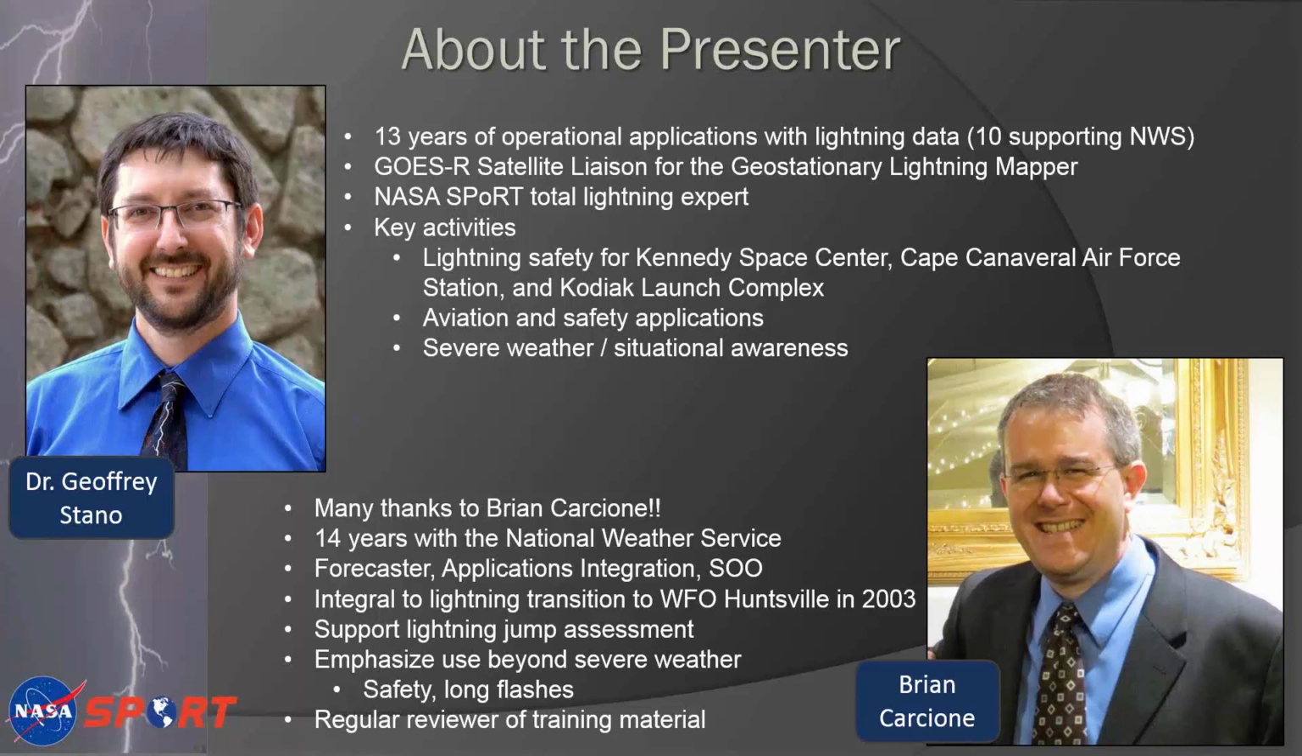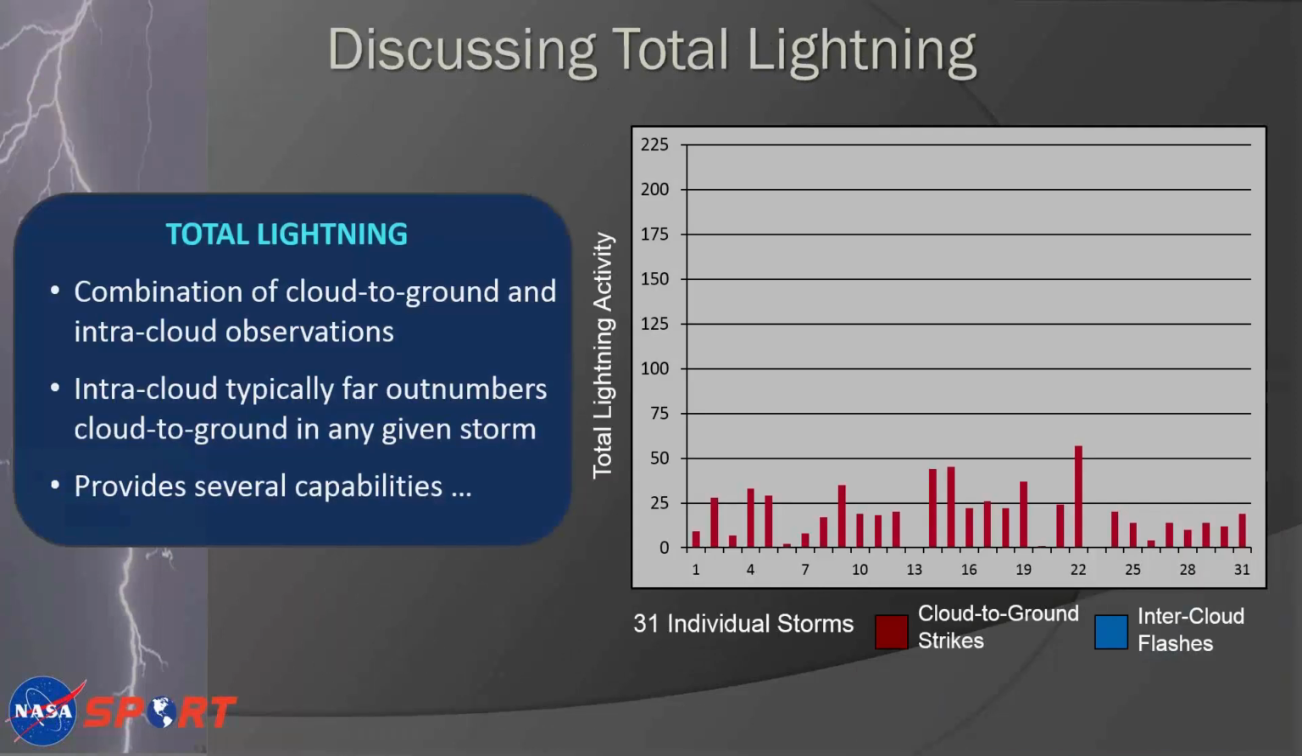So let me just jump right into it now and start talking about some of the details of the geostationary lightning mapper. One of the first things I want to discuss is the concept of total lightning. The geostationary lightning mapper has the capability of observing what we call total lightning, and that's the observation of both intercloud and cloud-to-ground lightning. Generally, the intercloud lightning will typically far outnumber the cloud-to-ground in any given storm. So that's why we really want to be able to see that total lightning, or the intercloud component of lightning.